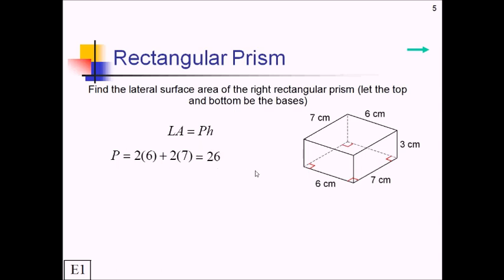The height, again, is the distance between the bases. Since the top and the bottom are the bases, the distance between them here is 3. And then we just have to do 26 times 3, which comes out to 78. And units here, that'll be 78 square centimeters.